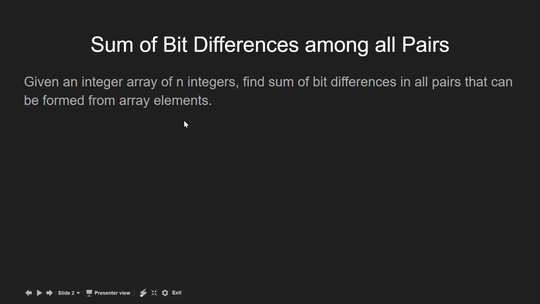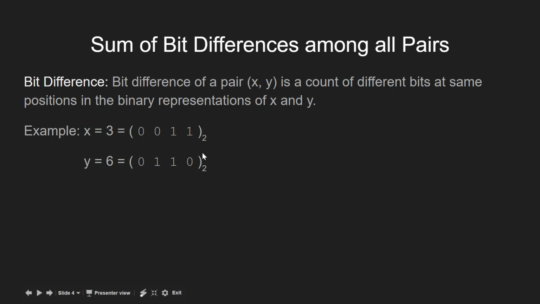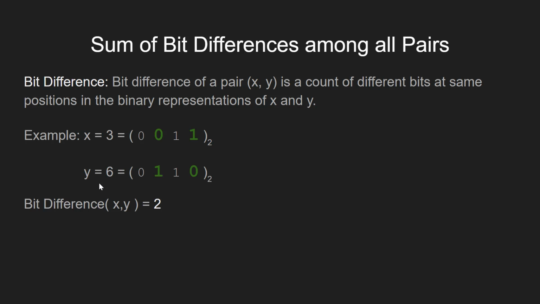Now, bit differences, the word seems confusing. Here, the bit difference of a particular pair, say x, y, is the count of the number of bits that are different, or we can say complementary, in x and y. For example, take arbitrary input as x equal to 3 and y equal to 6. Now, the bits that are complementary are highlighted here. Since we find complementary bits at two different positions, we say that the bit difference of x and y is equal to 2.